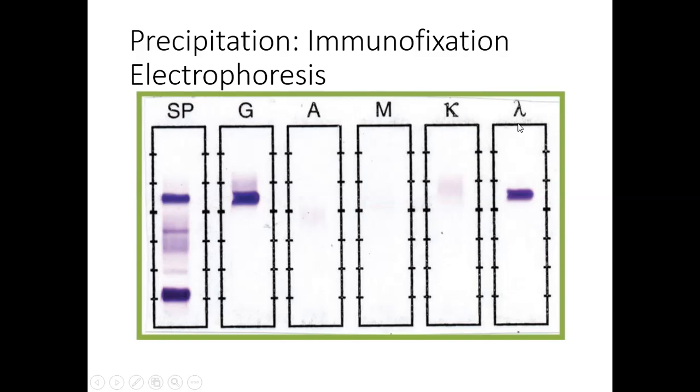So what's this? This is a lambda. It's a light chain, right? A kappa light chain. An IgM, a mu heavy chain, an IgA, an IgG, and then we have what's called an SP, which is the reference lane. This is all the serum protein.